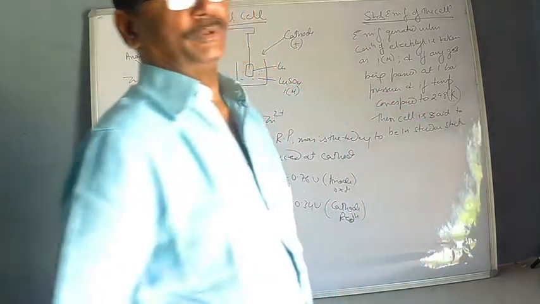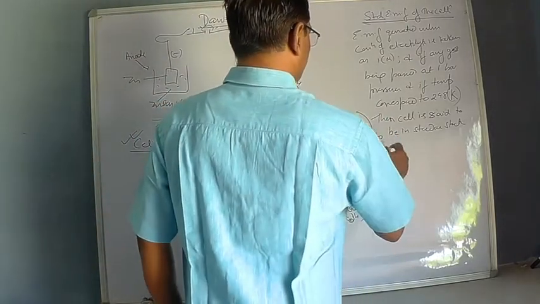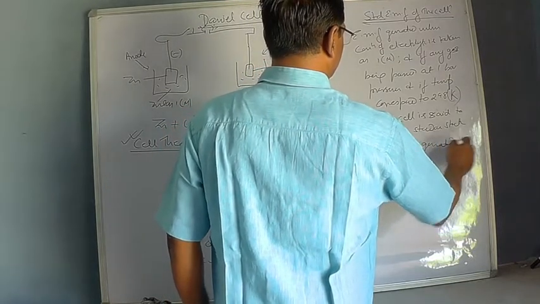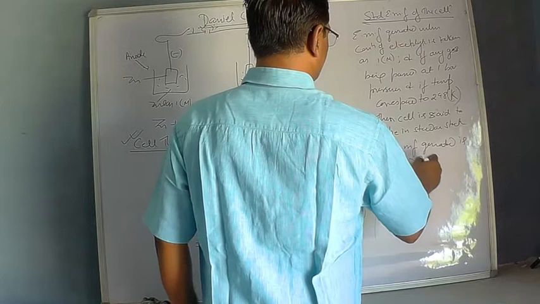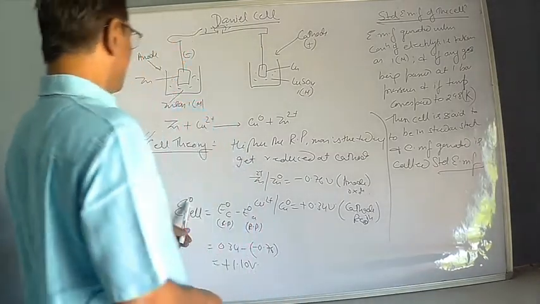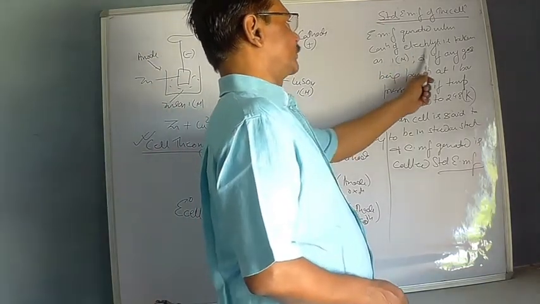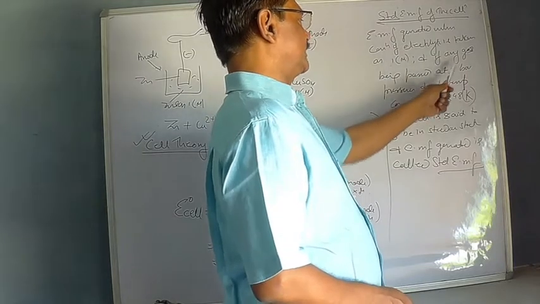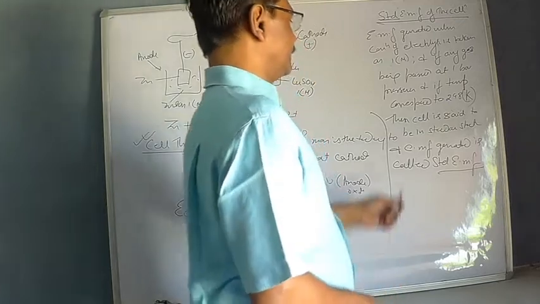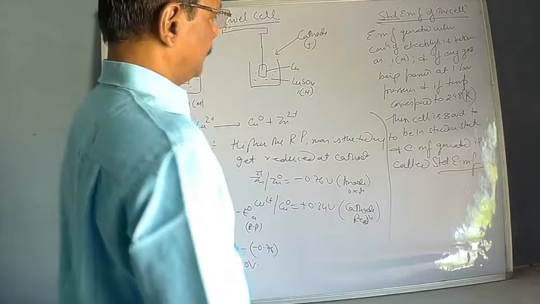The cell is said to be in standard state and the EMF generated is called standard EMF. So I repeat again, class, E0 represents standard EMF. And what is standard EMF? It is the EMF generated when concentration of electrolyte is taken as 1 molar, any gas is passed at 1 bar pressure, and temperature corresponds to 298 Kelvin, then the cell is said to be in standard state and the EMF generated is called standard EMF.